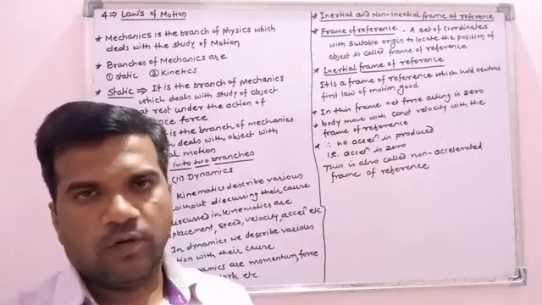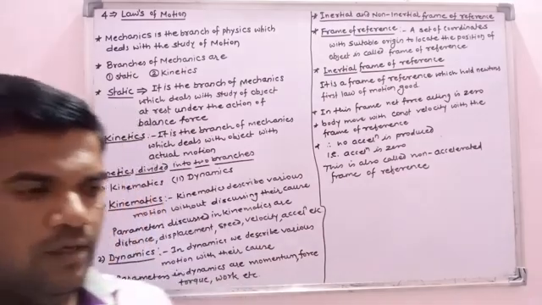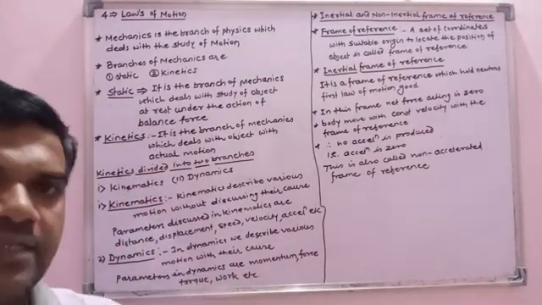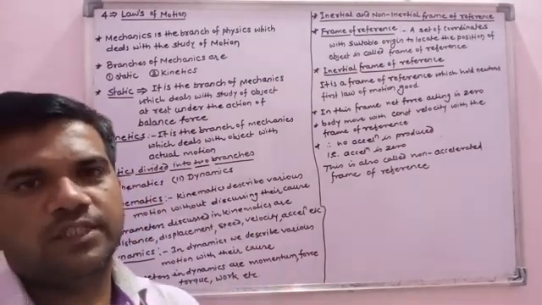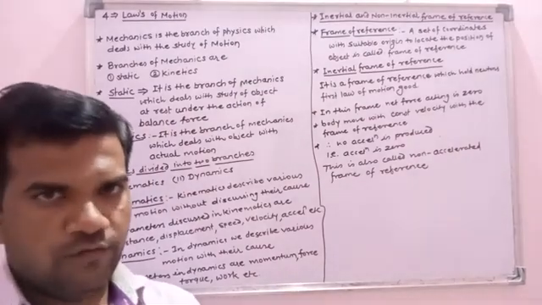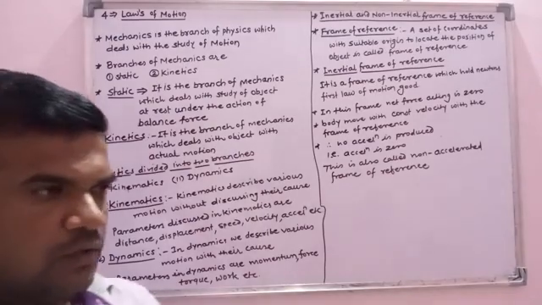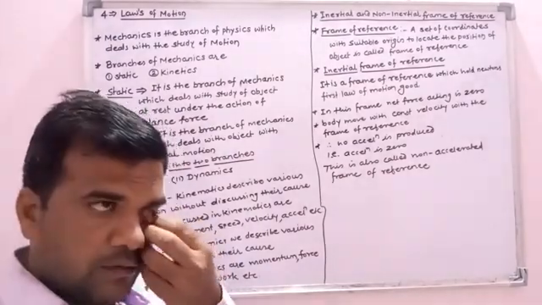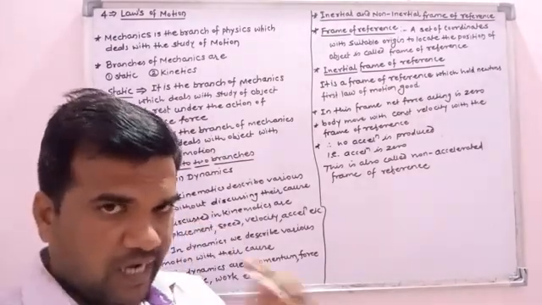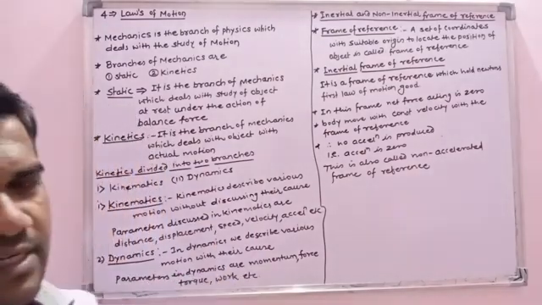Now, in physics, there is a branch which deals with the study of this motion of the body, and this branch is called mechanics. So, mechanics can be defined as the branch of physics which deals with the study of motion of a body. Now there are two branches of mechanics. One is statics and second is kinetics.